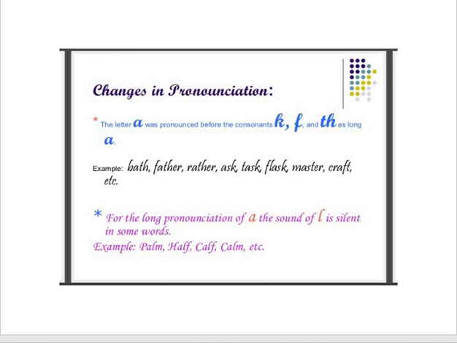The letter A was pronounced before the consonants K, H and T as long A. Example: bath, father, rather, ask, task, master, craft, etc. For the long pronunciation of A, the sound of L is silent in words like palm, half, calf, calm, etc. So what it is saying is that A was pronounced long, and when A was pronounced long, the L used right after A became silent; the L was not pronounced. Like palm, half, calf, calm, etc. These are the pronunciation changes.